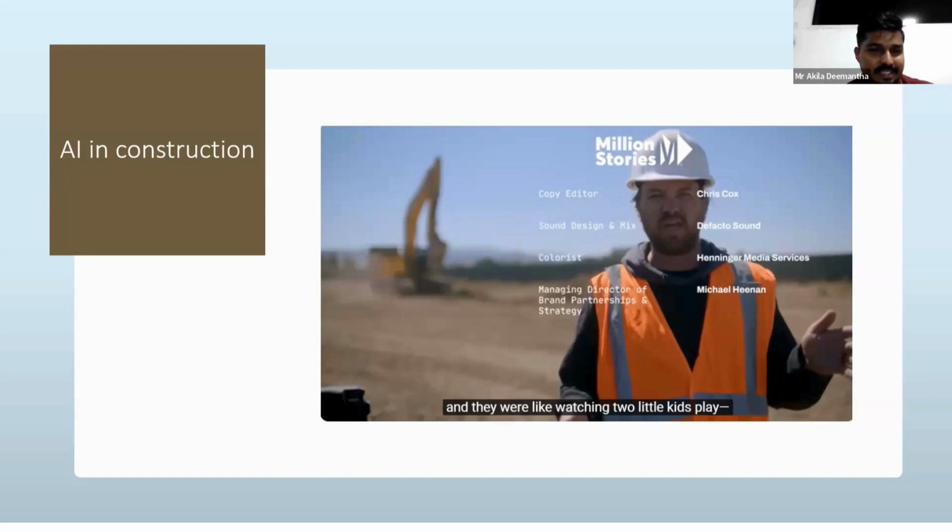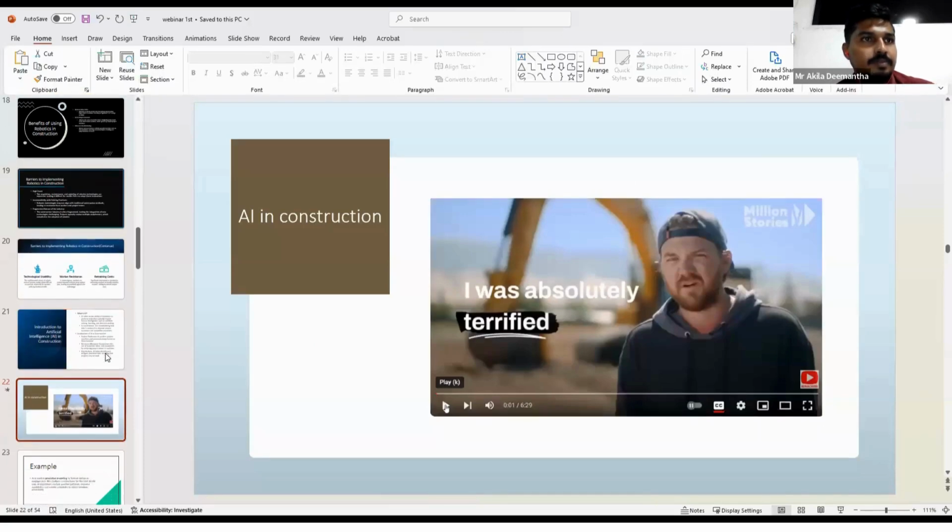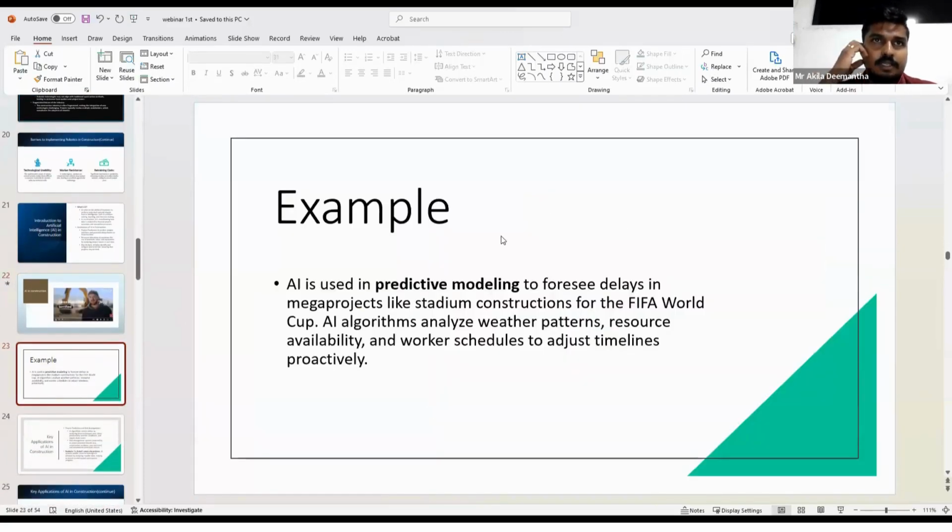So AI is used in predictive modeling to foresee delays in mega projects like stadium construction for the FIFA World Cup. So AI algorithms analyze weather patterns, resource availability, and work schedules to adjust timelines, right? So AI is a massive part of this construction.